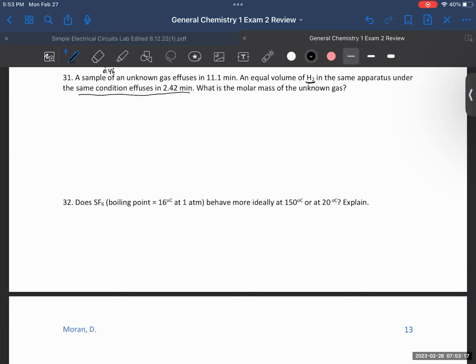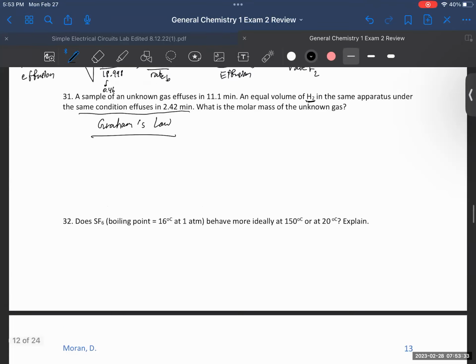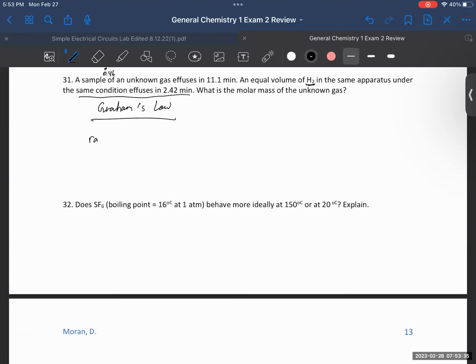So whose law do we use again? Graham's law, right? So Graham's law we will use. So let's do this. The rate of A over the rate of B equals the square root of the molar mass of A over the molar mass. All right, so the molar mass of the unknown gas is what we have to solve. We're solving for the molar mass.